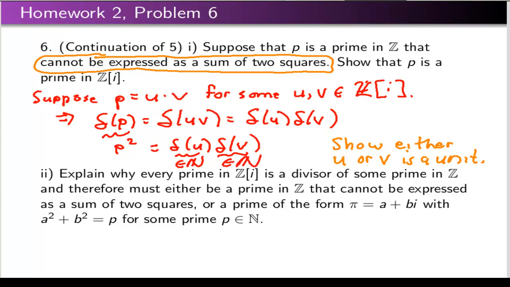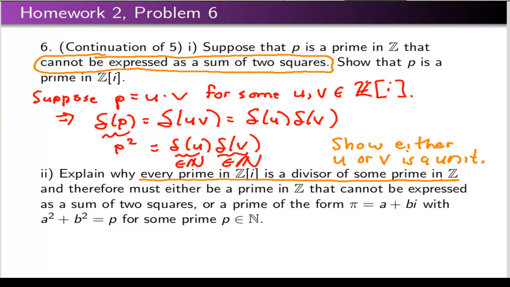Okay, then explain why every prime in the Gaussian integers is a divisor of some prime in the integers, and therefore must either be a prime in Z that cannot be expressed as a sum of two squares, or a prime of the form a plus bi, where this is the decomposition of p as a sum of two squares. So let's focus on this first statement. Explain why every prime in the Gaussian integers is a divisor of some integer prime.